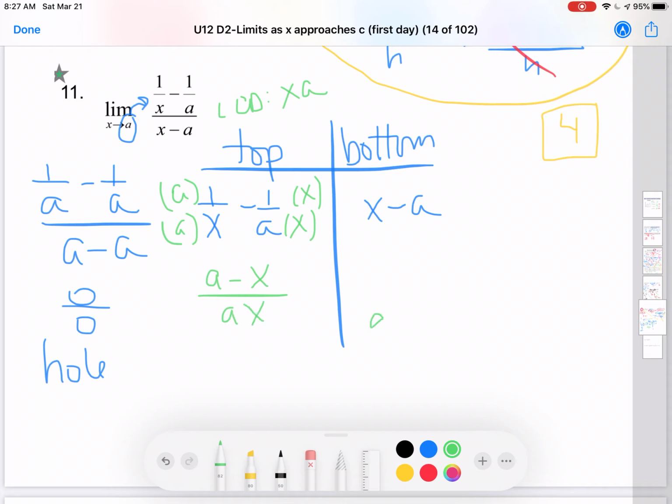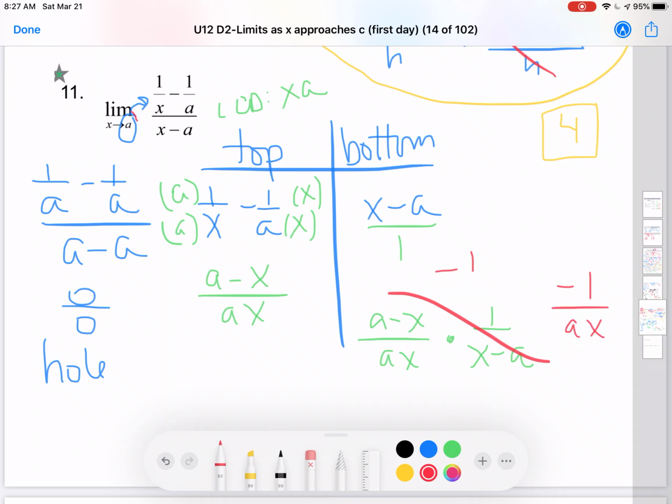And top bottom, keep the top, multiply by the reciprocal of the bottom. And there it is again, -1 rule. So we're left with -1 over AX.